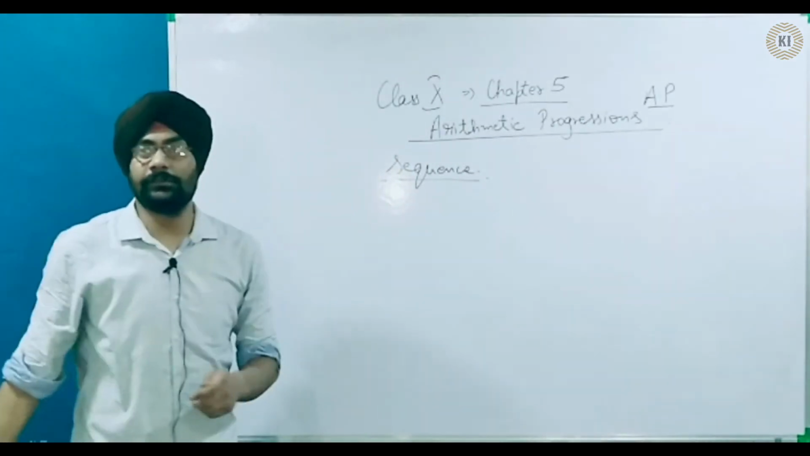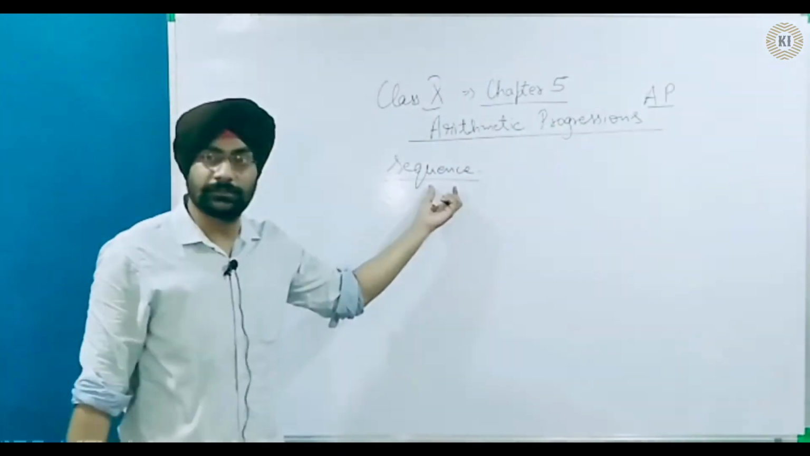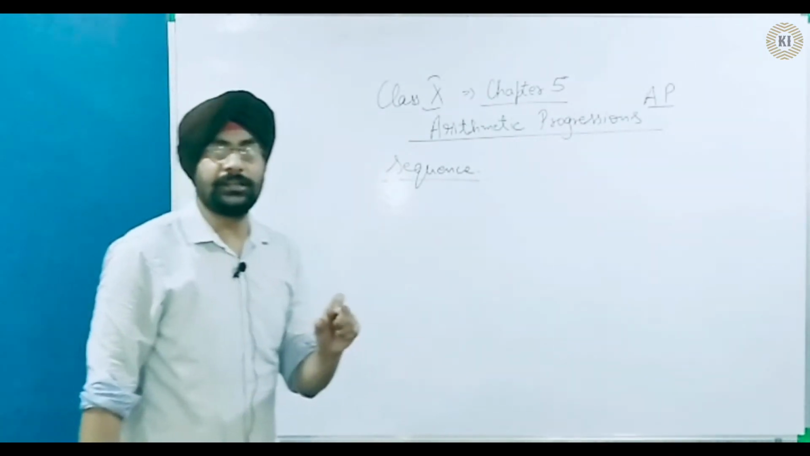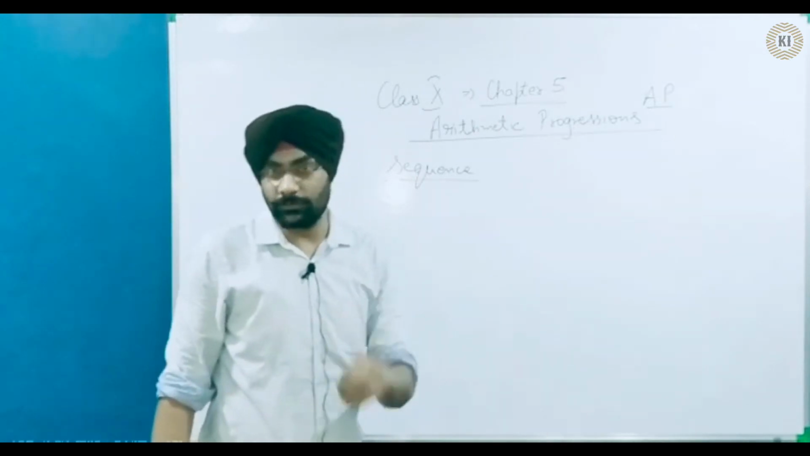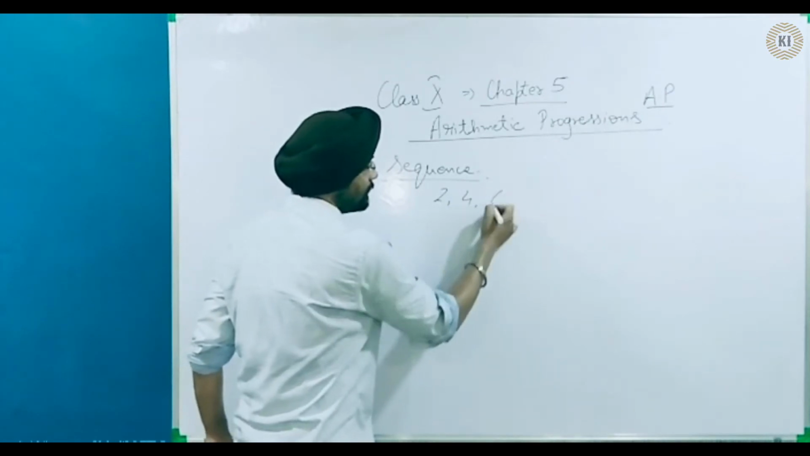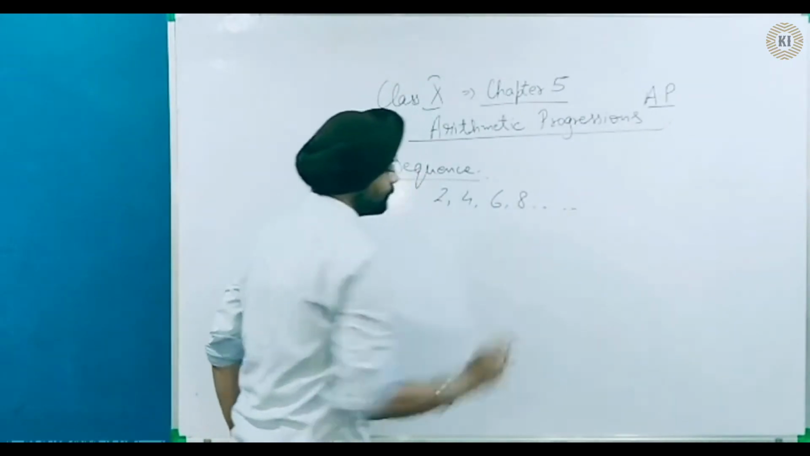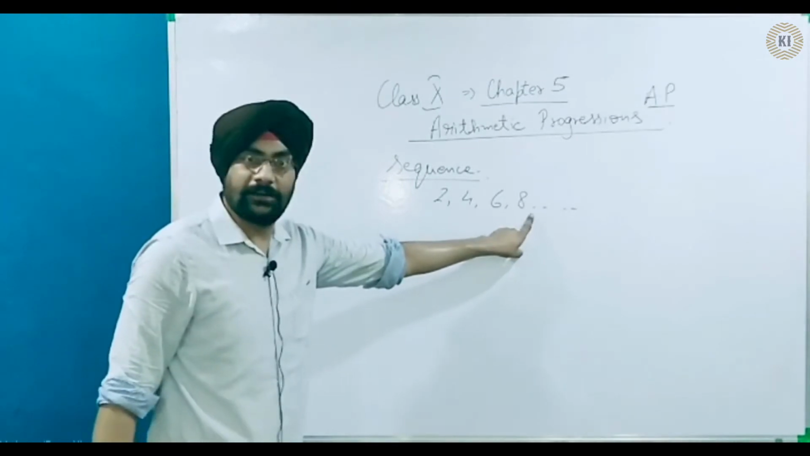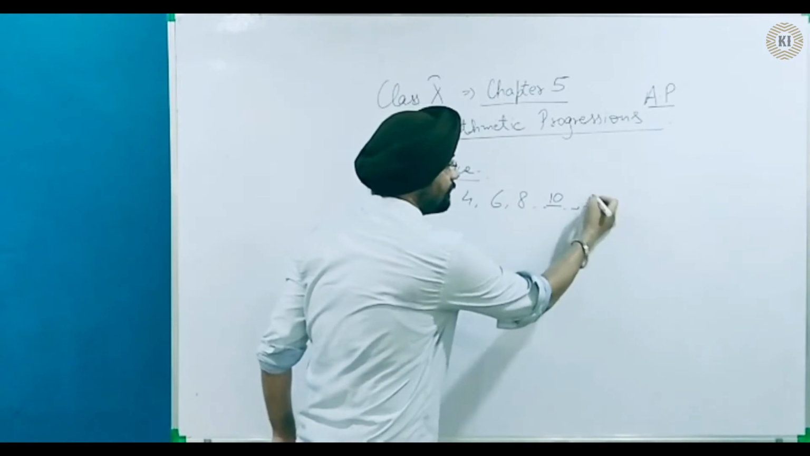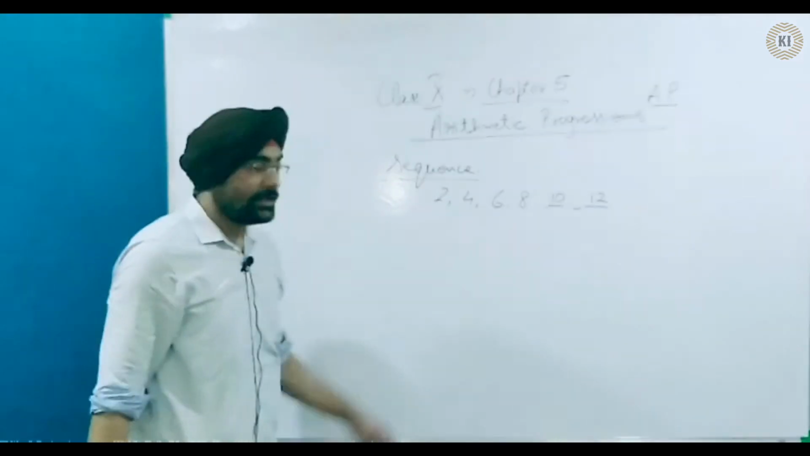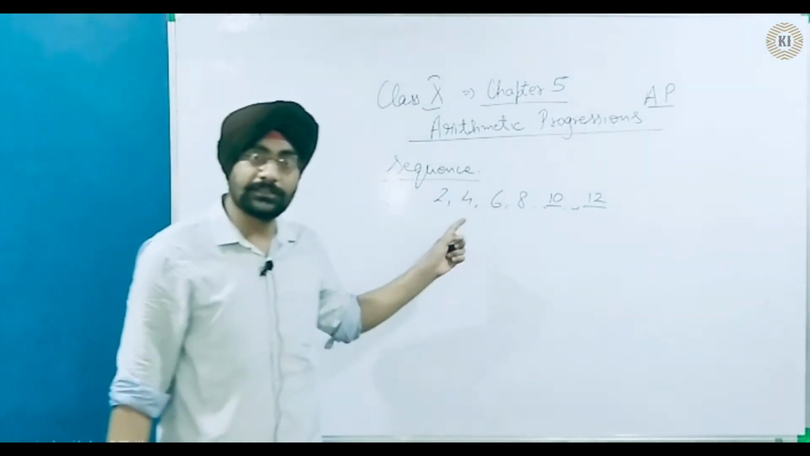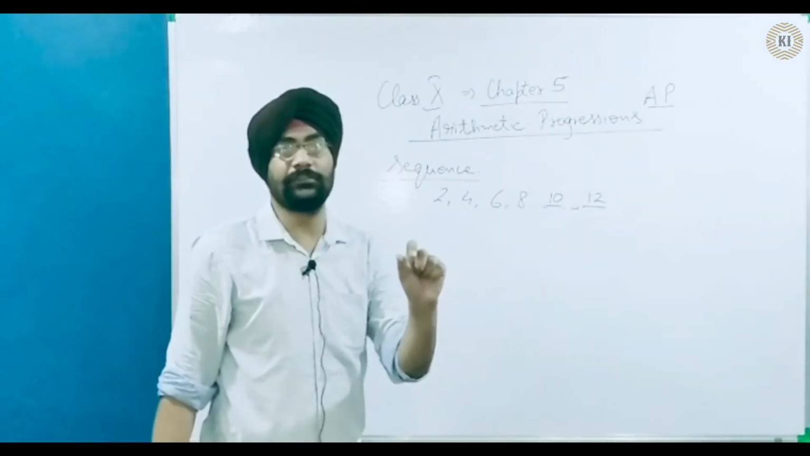Now see, first of all we will understand the term sequence. What is a sequence? A sequence is some numbers arranged in a definite order according to some rule. Now suppose the numbers are 2, 4, 6, 8 and so on. After 8 what number will come? That is 10. After 10 which number will come? That will be 12. So these numbers form a sequence, with a definite rule and definite order.